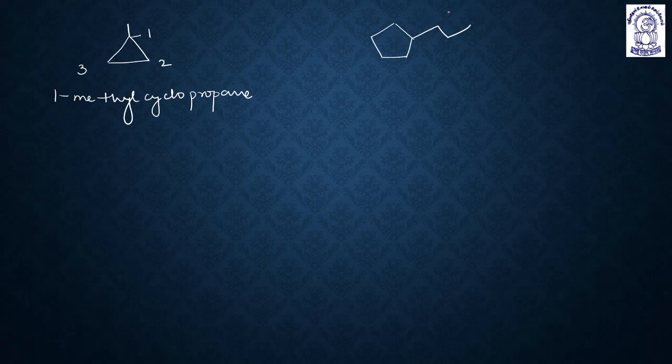The 3 carbon side chain is attached to the closed chain, so it will be taken as a side chain. You will start numbering from here: 1, 2, 3, 4, 5. It will become propylcyclopentane.